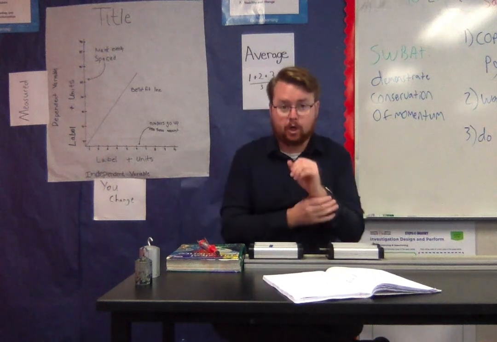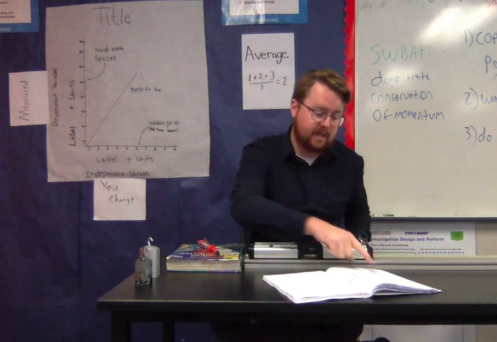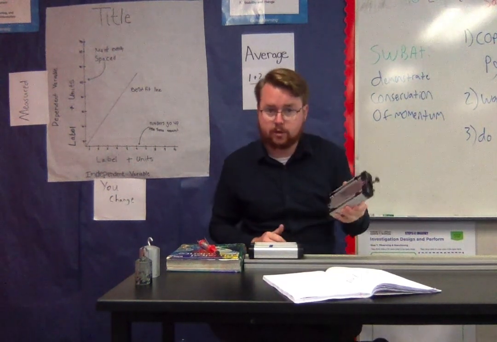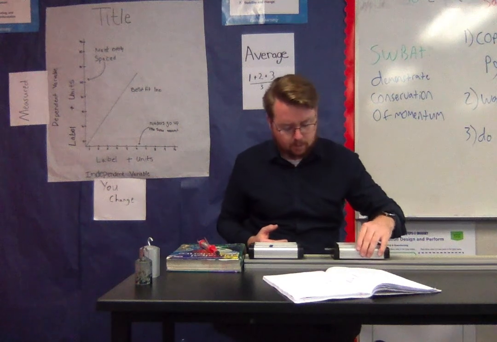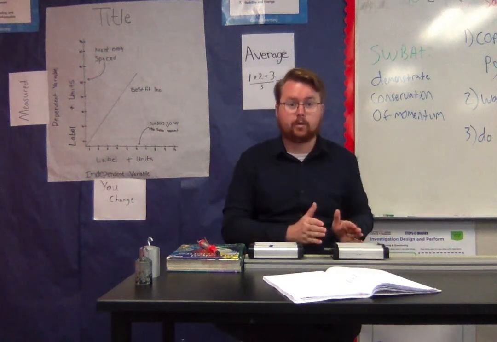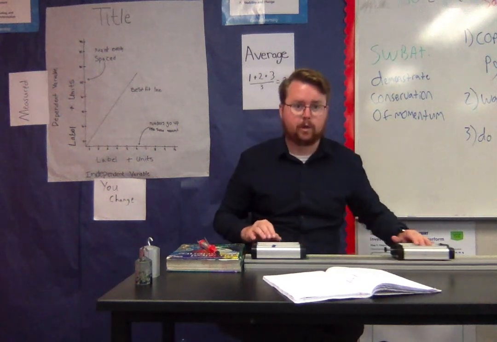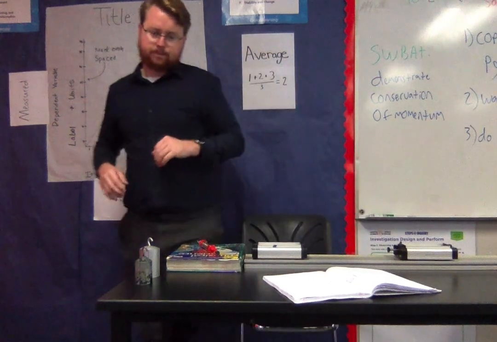So, if you're done with cart 1, data table 2 says cart 2. The mass of cart 2 is the same as cart 1, 0.5 kilograms, so we're already good on there. Now we need to find the velocity of this one. This one is the one that we're going to collide with, okay? So we're going to set it some distance over here.